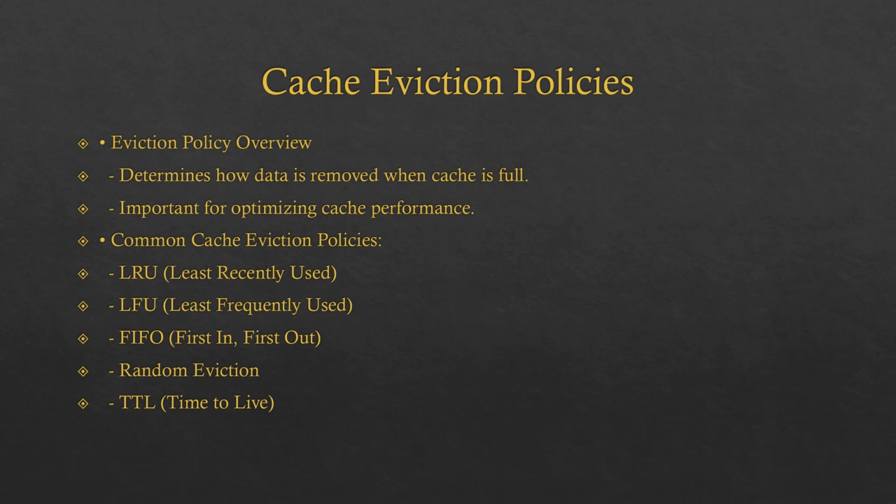LRU, least recently used, evicts the least recently accessed data. LFU, least frequently used, evicts the least frequently accessed data. FIFO, first in first out, evicts the oldest data first. Random eviction randomly removes data. TTL, time to live, automatically expires data after a set time.